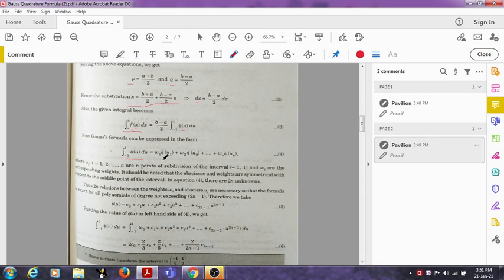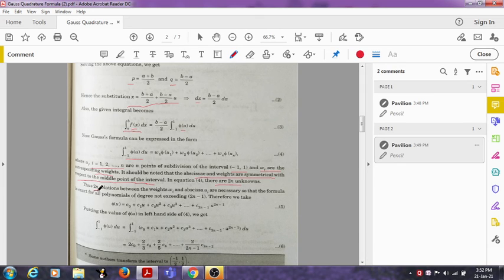which can be written as w1 phi(u1) + w2 phi(u2) + ... + wn phi(un), where i goes from 1 to n. These are the n points of subdivision of the interval -1 to 1, and wi are the corresponding weights. In the starting assumption of Gauss quadrature formula, the abscissa and weights should be symmetrical with respect to the middle point of the interval. In equation 4, there are 2n unknowns.